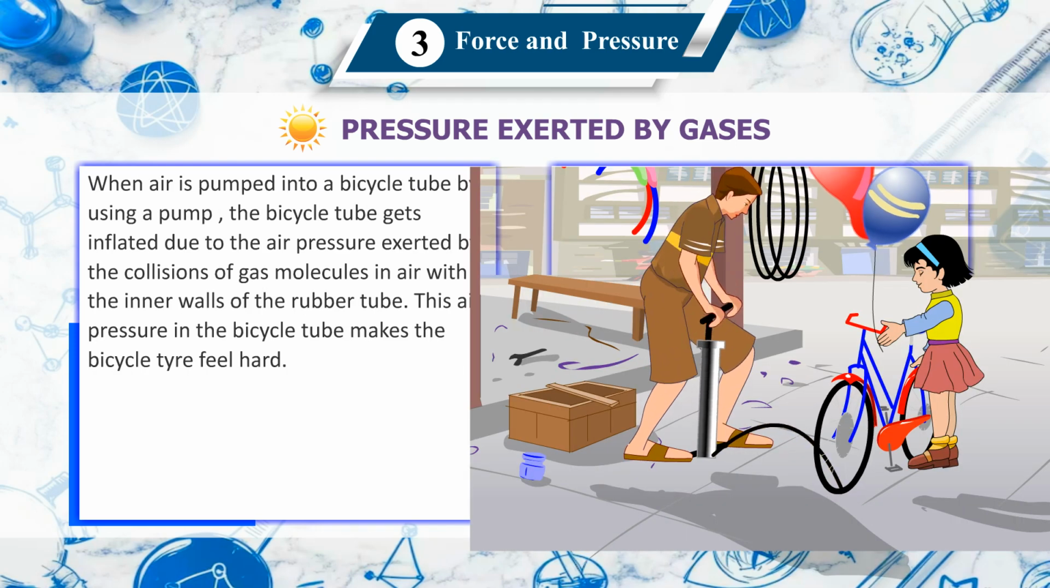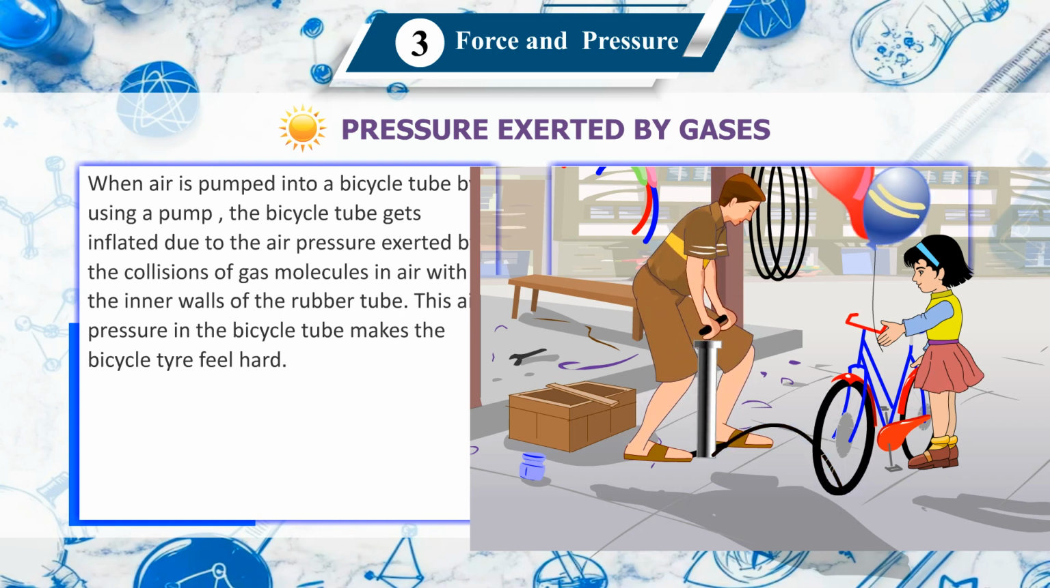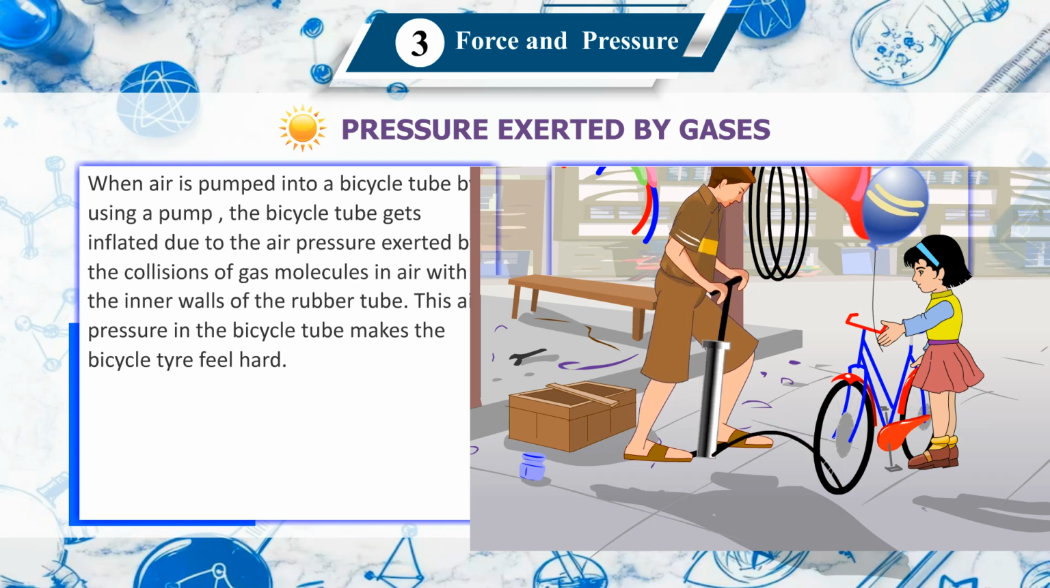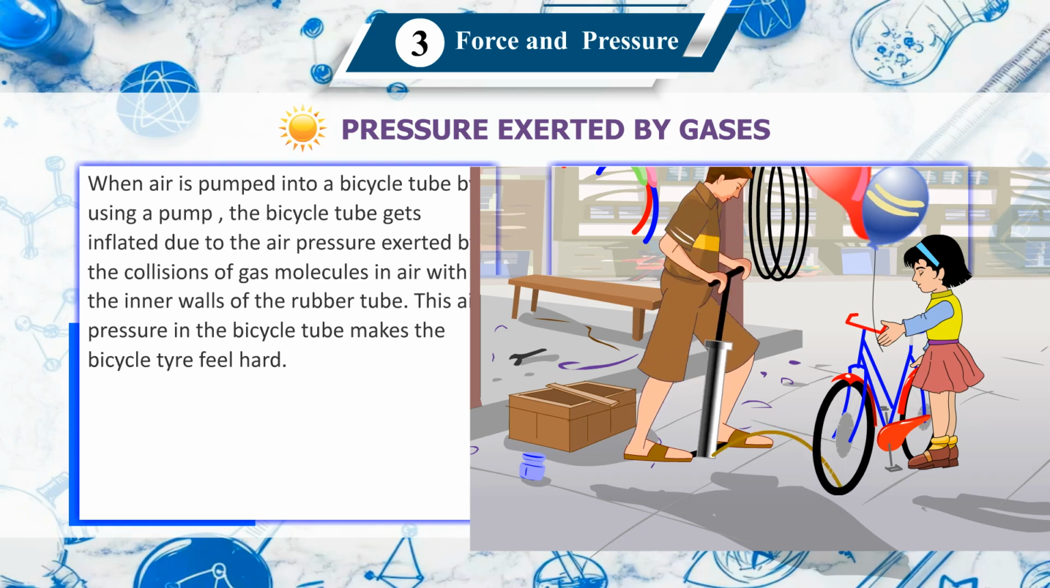When air is pumped into a cycle tube by using a pump, the bicycle tube gets inflated due to the air pressure exerted by the collisions of the gas molecules in air with the inner walls of the rubber tube. This air pressure in the bicycle tube makes the bicycle tire feel hard.